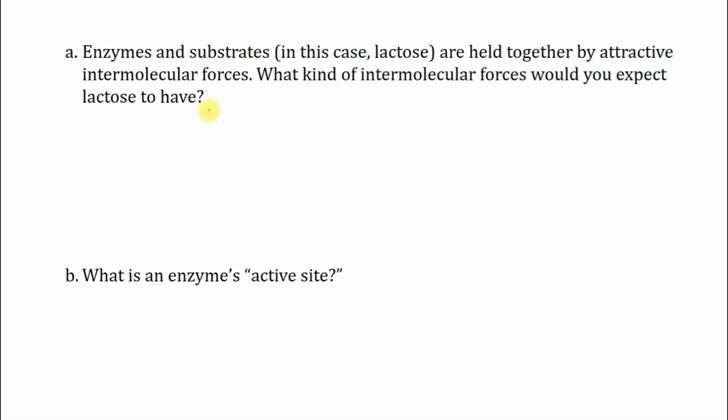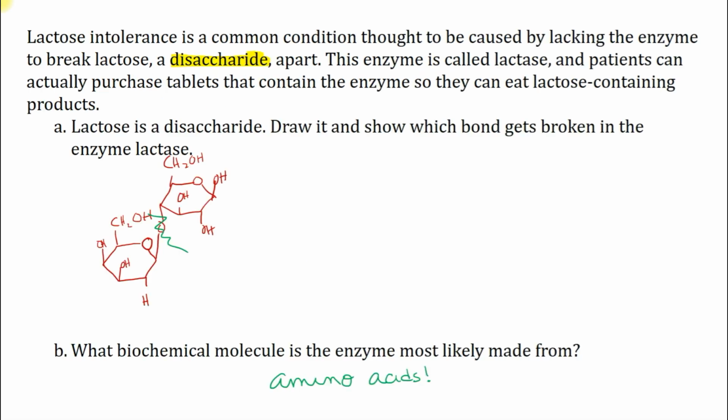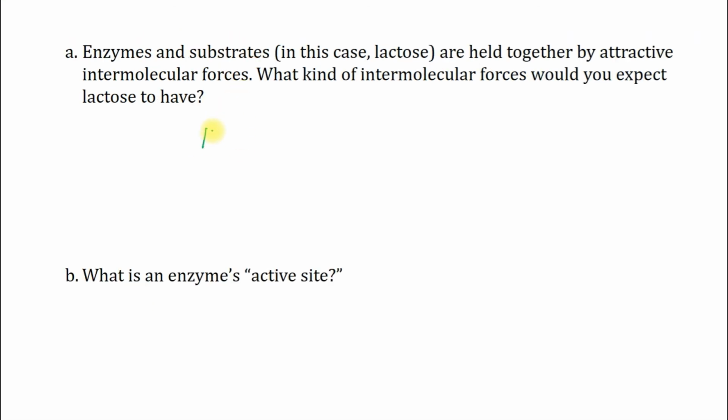All right, and then this one is about, let's see, what IMF would we expect lactose to have? So we look at this picture. It's a carbohydrate, which means lots of OHs, so it's going to have a whole lot of hydrogen bonds, which tells us that the enzyme active site where the lactose would be held must have some complementary hydrogen bond acceptor.